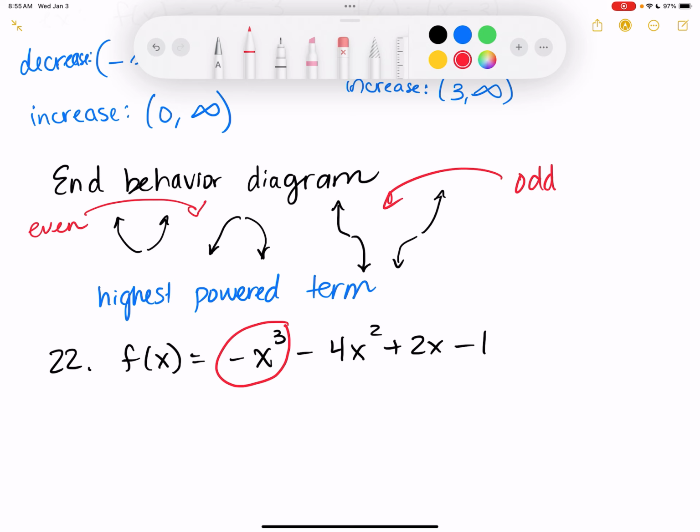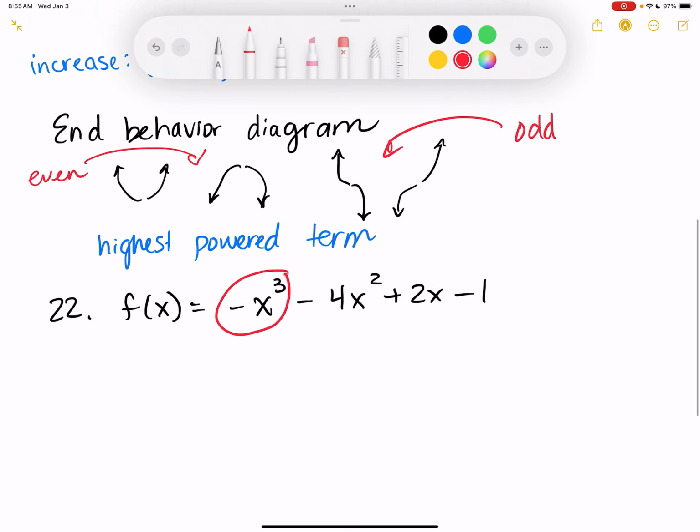So if there's an even power, the end result is going to be going the same direction. If it's odd, they're going to be going opposite directions. So one's going to be going to positive infinity, one's going to be going to negative infinity when we're talking about end behavior. If they're even, they're both going to negative or they're both going to positive. So, which situation am I dealing with here? Odd. It's an odd one. So we know that they're going to be going opposite directions, okay?